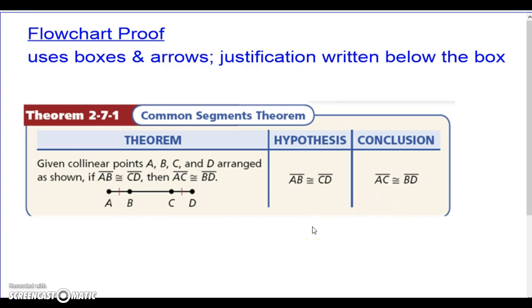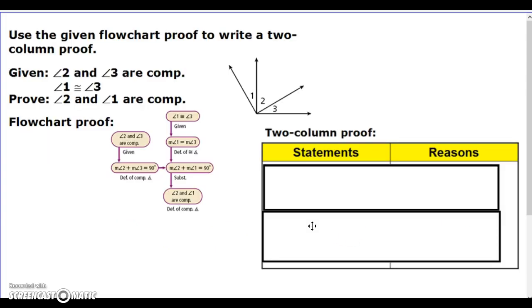Very good. Okay. In order to understand how to make a flowchart proof, we're going to look at one already done, and we're going to organize this flowchart proof into a two-column proof, which you are already used to using. Notice the statements given: angle 2 and angle 3 are complementary. Angle 1 and angle 3 are congruent. We're proving that angle 2 and angle 1 are complementary.